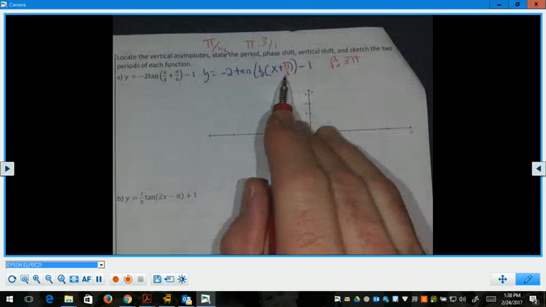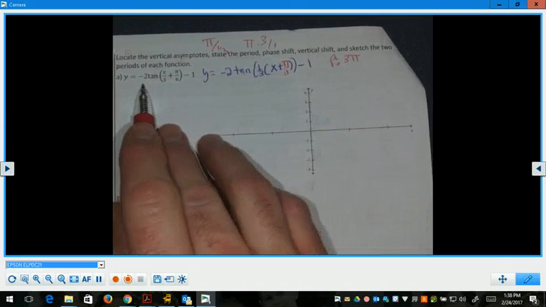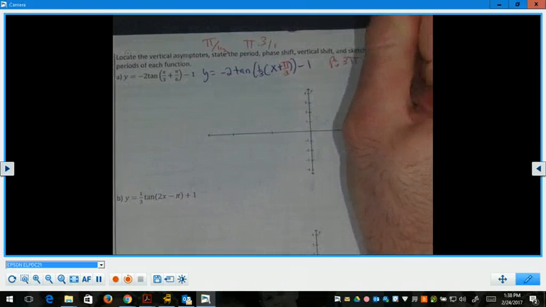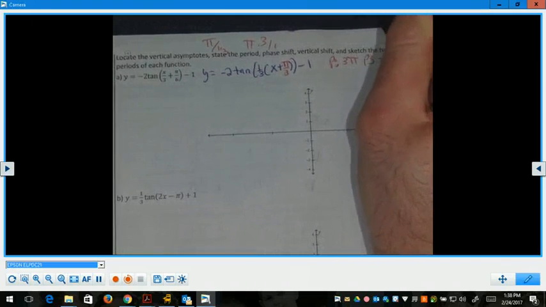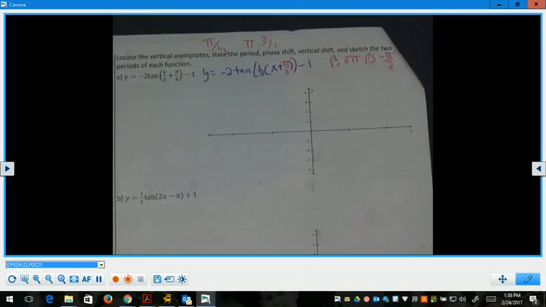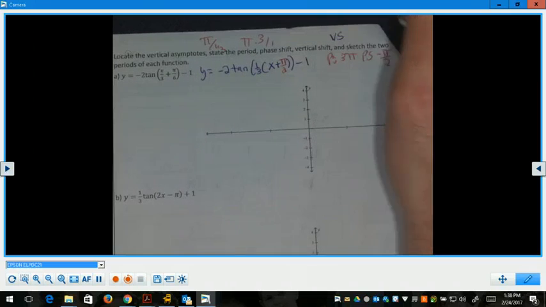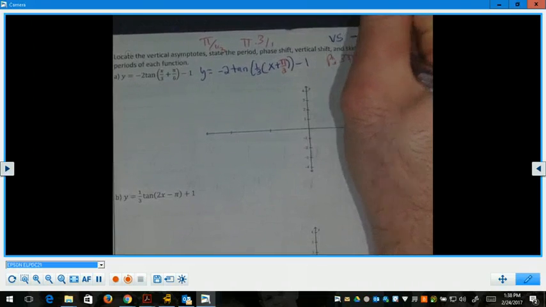The phase shift, if you choose not to leave it in this form and do the formula, then you're going to do the opposite of what we see here. So the phase shift is left pi over 2 units. That's why I have negative pi over 2 written. And the vertical shift is going to be down 1.